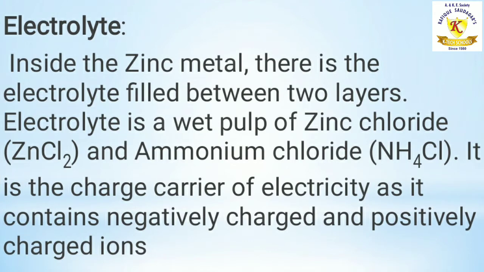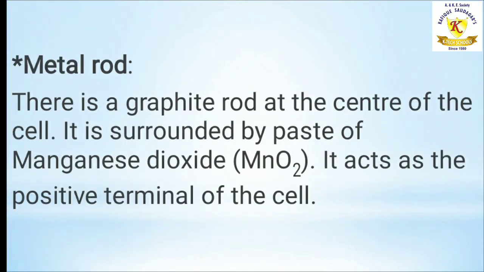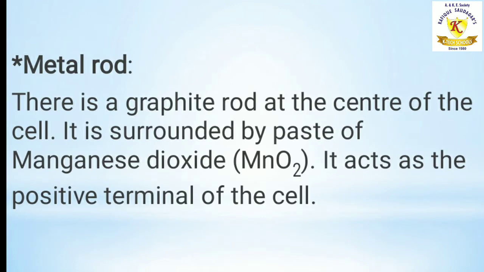Electrolyte. Inside the zinc metal, there is electrolyte filled between 2 layers. Electrolyte is a wet pulp of zinc chloride and ammonium chloride. It is the charge carrier of electricity as it contains negatively charged and positively charged ions. Metal rod. There is a graphite rod at the center of the cell. It is surrounded by the paste of manganese dioxide. It acts as the positive terminal of the cell.